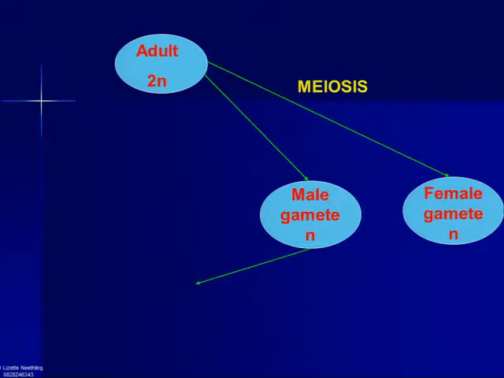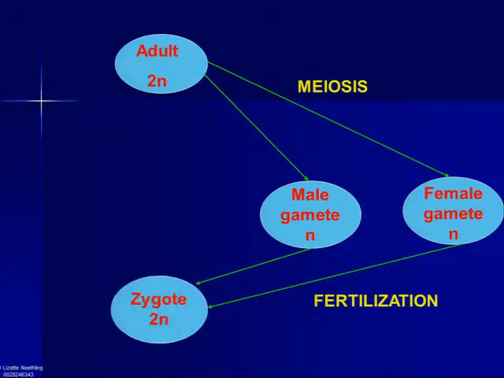Then when we have fertilization, when those two gametes come together, the male fertilizes the female, we get a zygote. 1N plus 1N give me 2N. So we're back to diploid. And then the baby needs to grow into an adult. So now we go back to mitosis. And that is what mitosis is for. It's for the growth process. And this whole thing we call a life cycle.